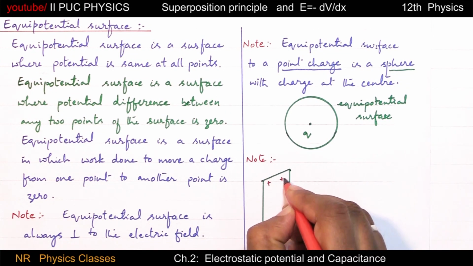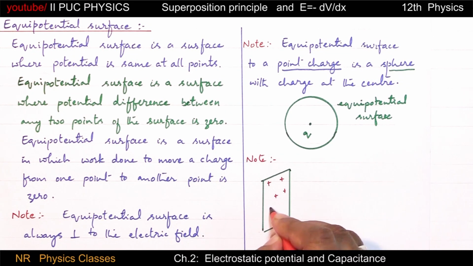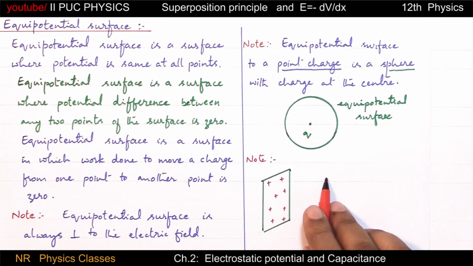If this is a sheet of charge of infinite area, then because of this sheet of charge, a plane parallel to this sheet of charge is an equipotential surface. So let me draw that plane parallel to the surface, parallel to the charged sheet.